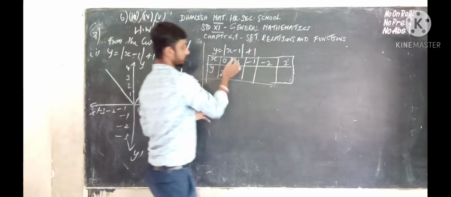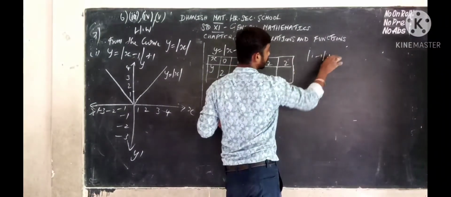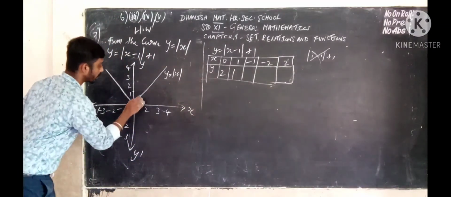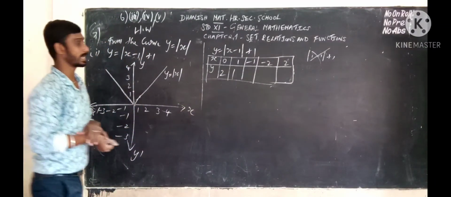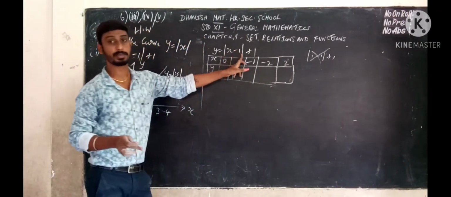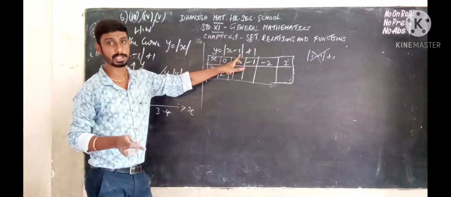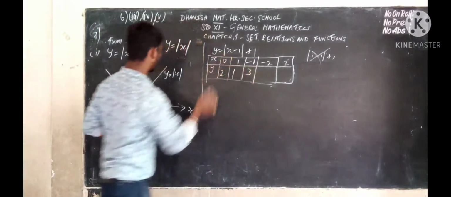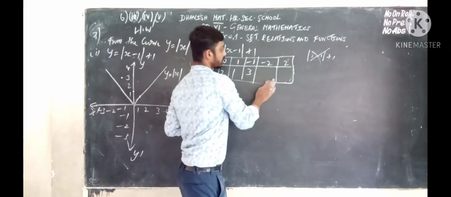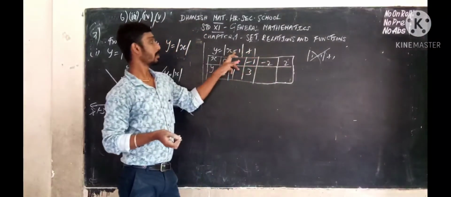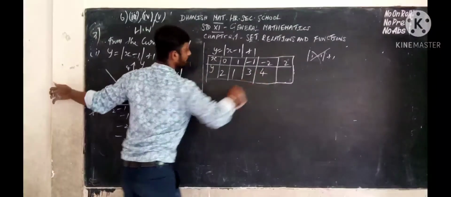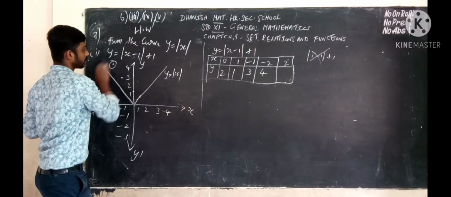The next one, if I apply 1, 1 minus 1 plus 1, that will be totally 0. So the beginning 1 only. So 1, 1 is the next one. Next, minus 1 comma minus 1. Applying minus 1 means minus 1 minus 1 that will be minus 2, in modulus it changes into plus 2, 2 plus 1, that answer will be 3. So minus 1 comma 3 here. Then minus 2, minus 2 minus 1 that will be minus 3, plus 3, then you are getting 4. Minus 2 here putting, that will be 4.